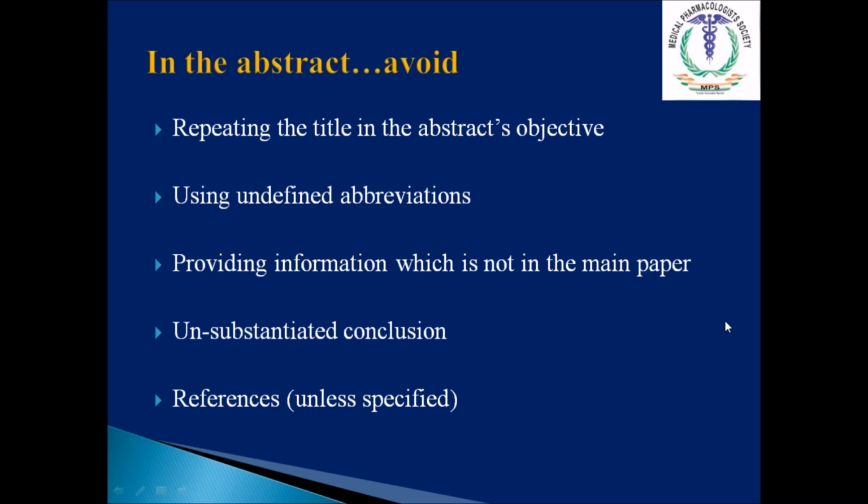Next is, do not make unsubstantiated conclusions, which means you have written the objective, materials, methods and the results, and you are making a conclusion which is not based on what you have written. You are making a conclusion which is unrelated to these findings. So don't do that. Based on the results section, whatever results you have found, try to correlate your conclusion with the results only, and do not give an unsubstantiated conclusion. References usually are not required for an abstract, unless you are submitting for a conference and the conference guidelines specifically ask for references. Do not provide references in the manuscript abstract.